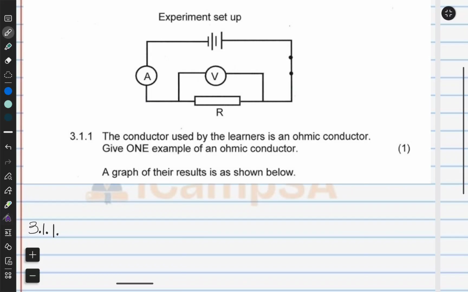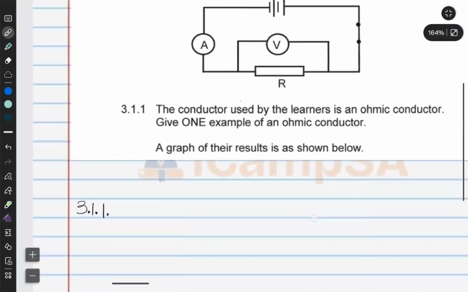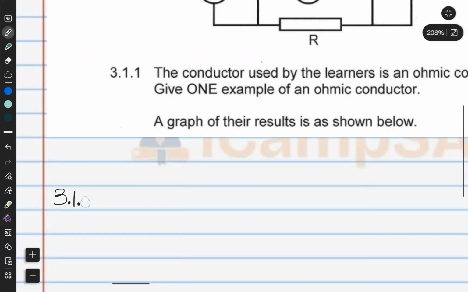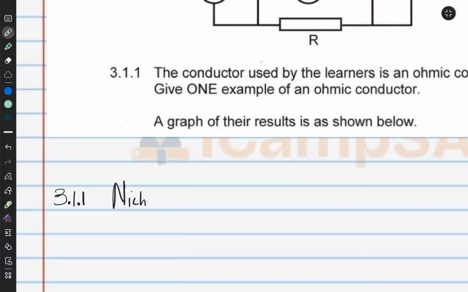We're asked to give one example of an ohmic conductor. You can find this in your textbook. There are quite a number of real world examples, but one example would be what you call nichrome wires or conductors. Let's use conductors in this word because the question asks for conductor. So a nichrome conductor is one good example.